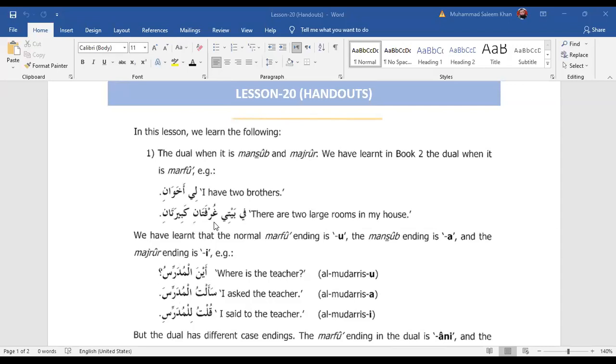Is it a verbal sentence or a nominal sentence? Fi bayti ghurfatani kabiratani. There is no verb in here. Nominal. It's a nominal sentence. Verbal sentence always starts with the verb, or it has the verb. If it doesn't have a verb, then it is a nominal sentence.